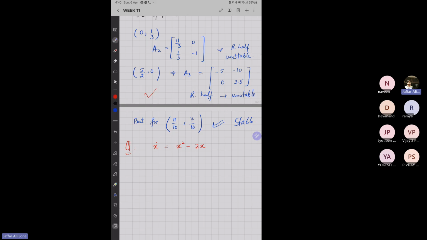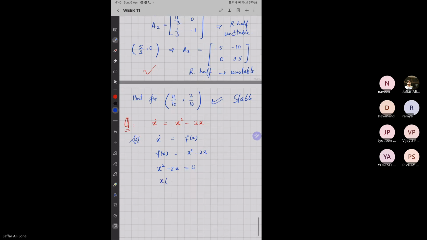So again, now let's see. I will write it as x dot is equal to f of x. There is no f1, f2 because there is only one variable, x. So my f of x is x square minus 2x. I have to find all those values of x where f of x becomes 0. So I need to solve x square minus 2x equal to 0. I can take x common. Then I get x times (x minus 2) equal to 0. It implies either x is 0 or x is 2.